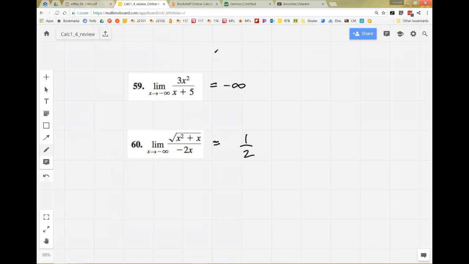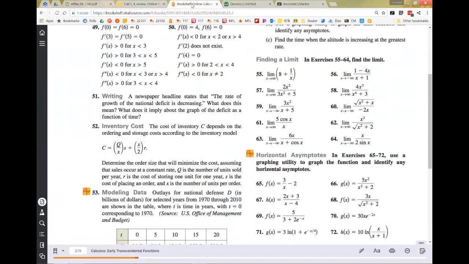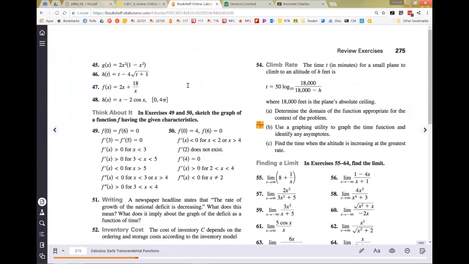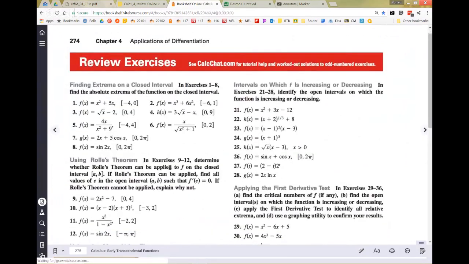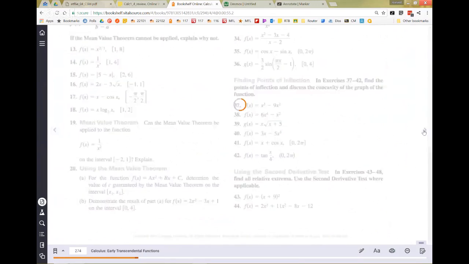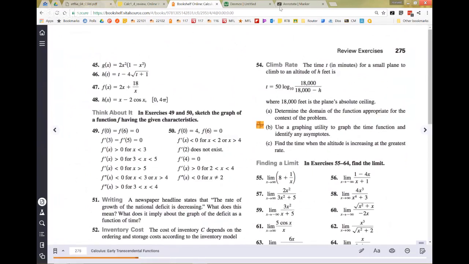Number 47 has been requested. Let's take a look at number 47. What are the directions here? I've got to look. Find all relative extrema. Use the second derivative test if you need it or where applicable. All right, find all the relative extrema. Okay, now let's go back to number 47.